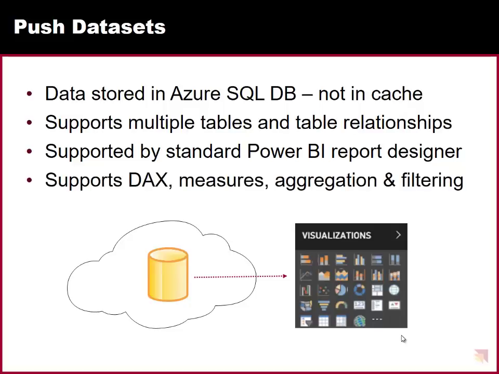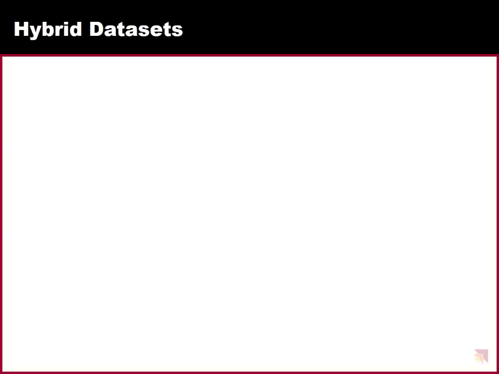Now, what's nice about the push dataset is that we support writing DAX because you can write measures to complement the columns in your tables. And then also because of the visuals that we have, we support aggregation. We support different types of filtering. So you have a much richer data modeling experience when you're working with a push dataset compared to a streaming dataset. And finally, we have the hybrid dataset.